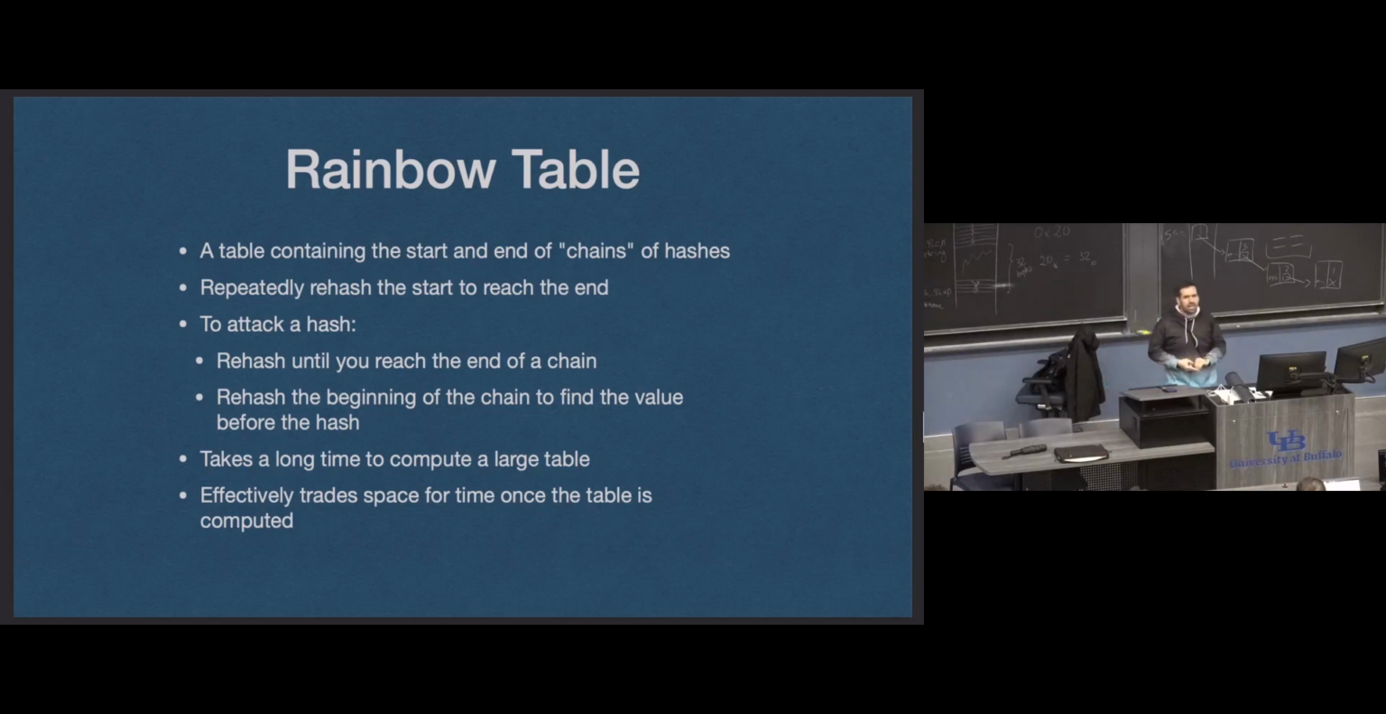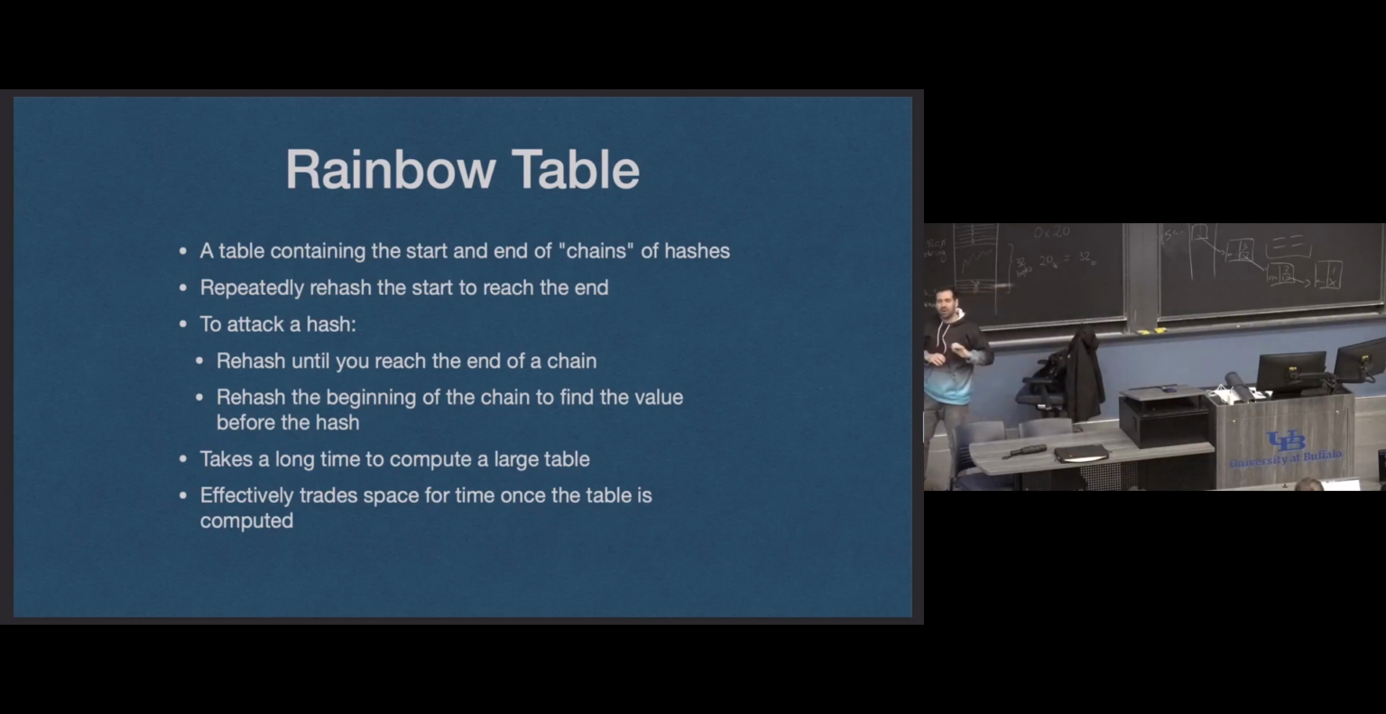And then to store a chain, they're going to store two values, the first guess and the last hash. Those are the only two things they store to represent that entire chain of potentially trillions of guesses. And then they'll come up with millions, billions, trillions of chains and store all of these chains.